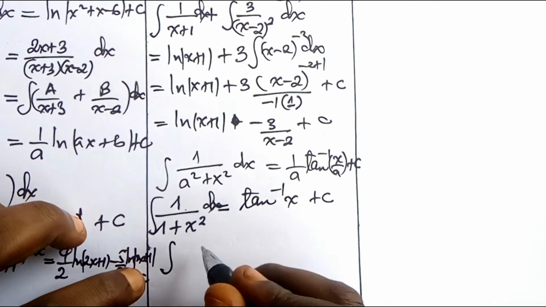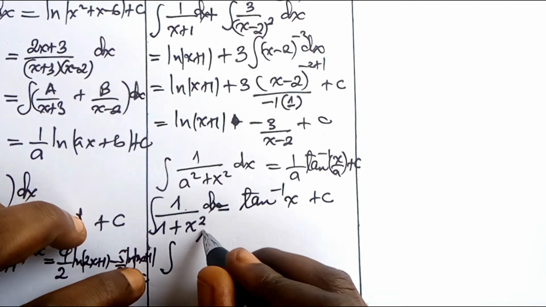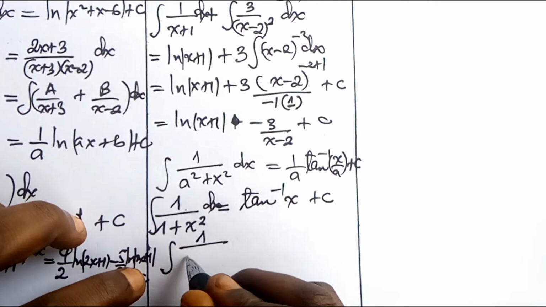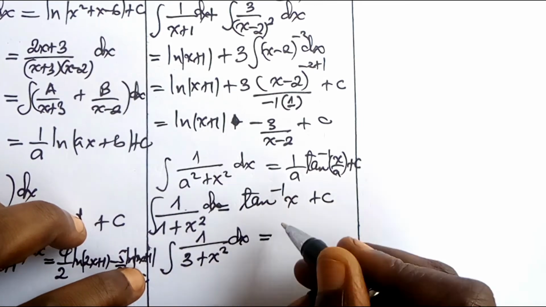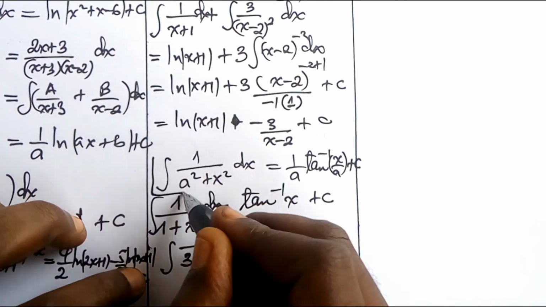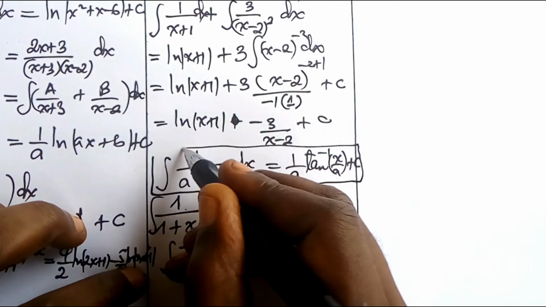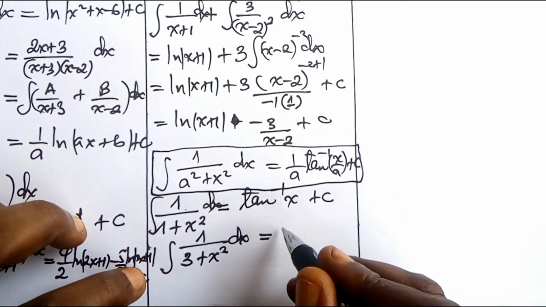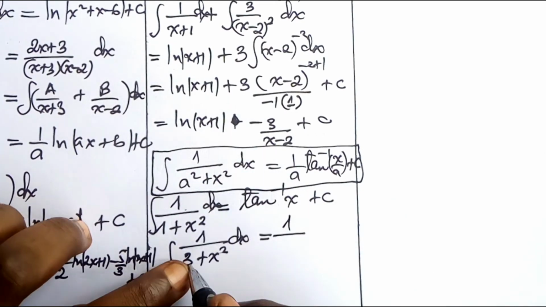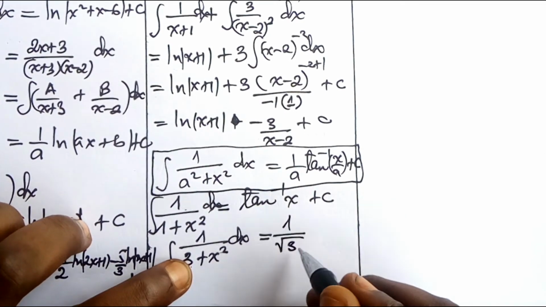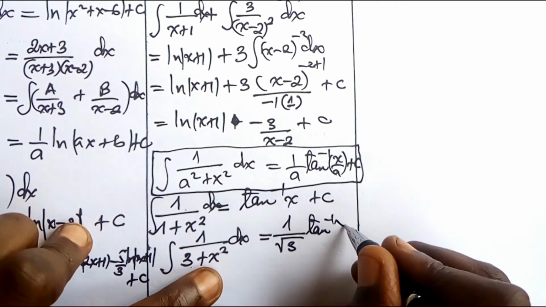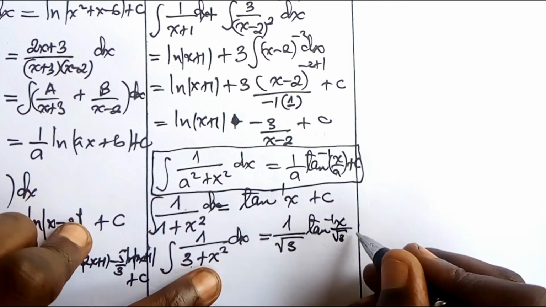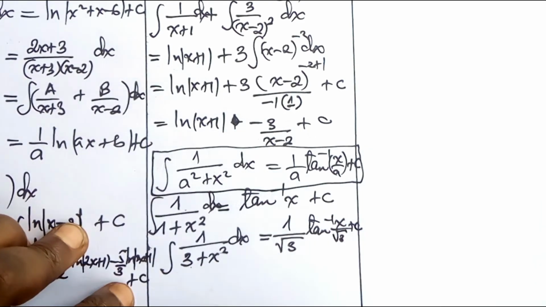If I have the integral of 1 all over 3 plus x squared dx, the standard integral says I put 1 all over the root of this constant, then tan inverse of x all over the root of that constant plus c.